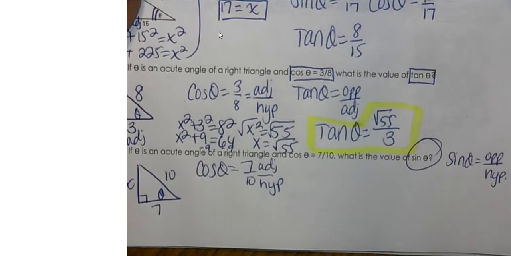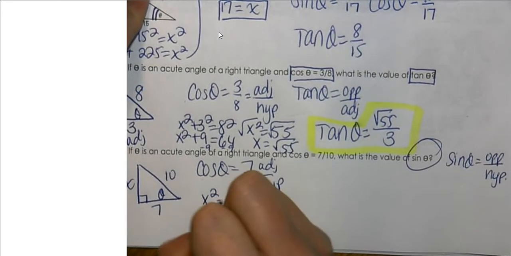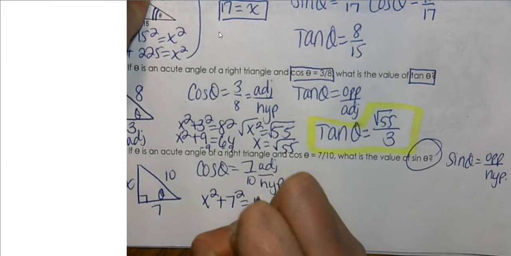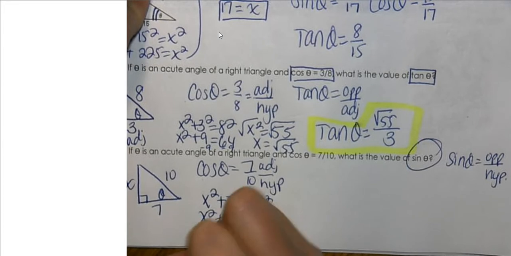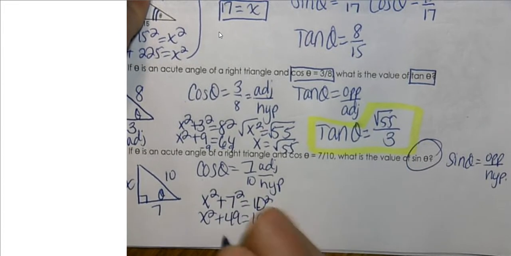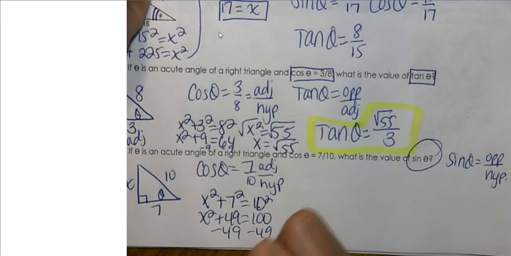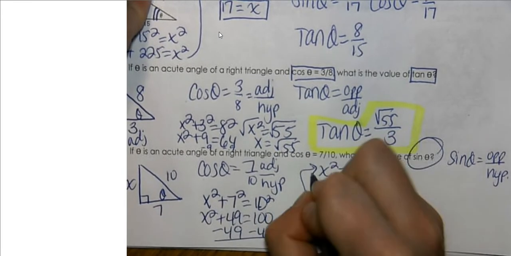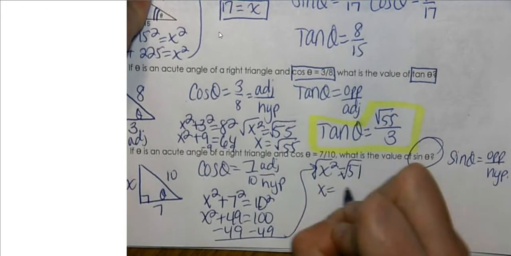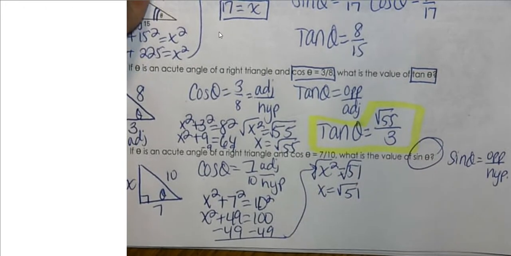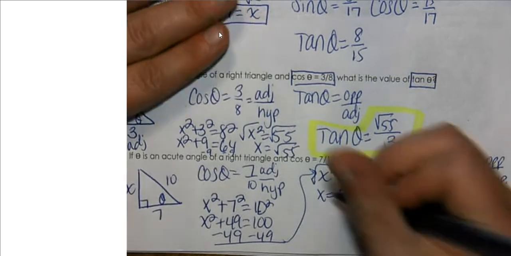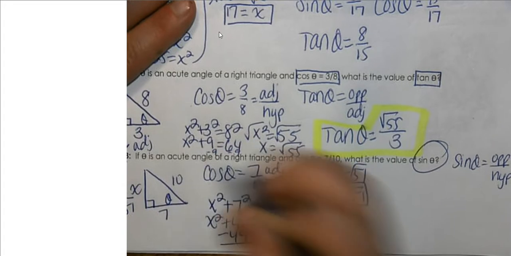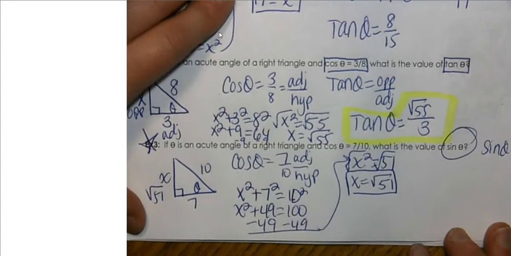So we need to use the Pythagorean theorem to help us find what x is. So x squared plus 7 squared is equal to 10 squared. So that's x squared plus 49 is equal to 100. I'm going to subtract 49 on both sides. And when I do that, I end up with x squared is equal to 51. I'm going to take the square root of both sides, and I end up with the square root of 51 is equal to x. Now that I know that x is the square root of 51, which if I could simplify it further, I would, but I can't, so I don't.